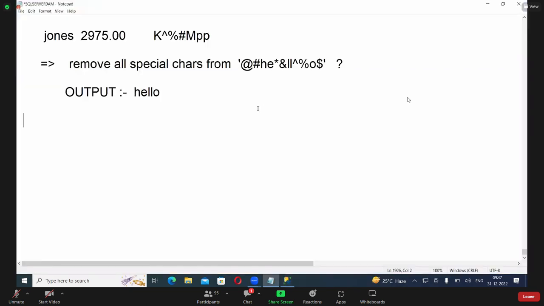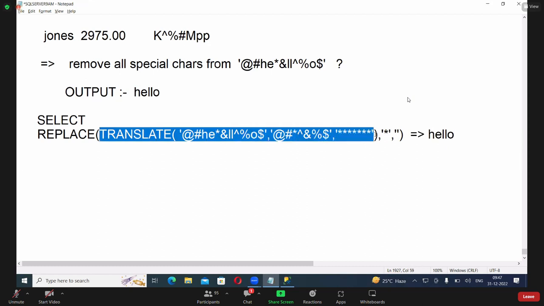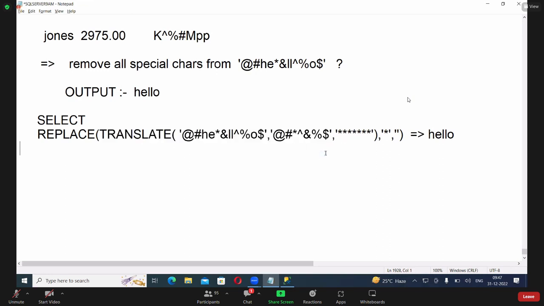Here, which is executed first? Translate is executed first. Then tell me, what is the output of translate? Star star HE star star LL star star O star. This is the translate function output.